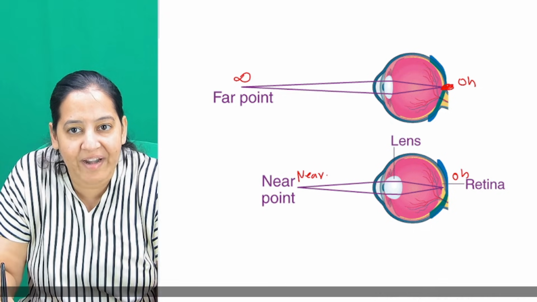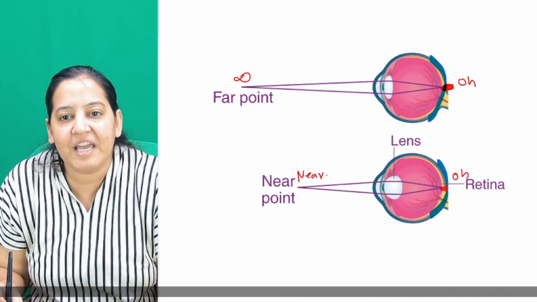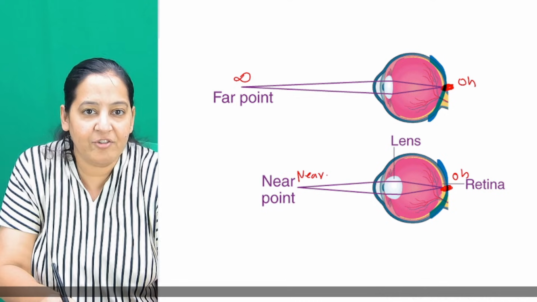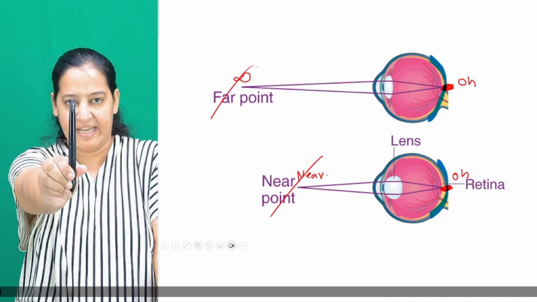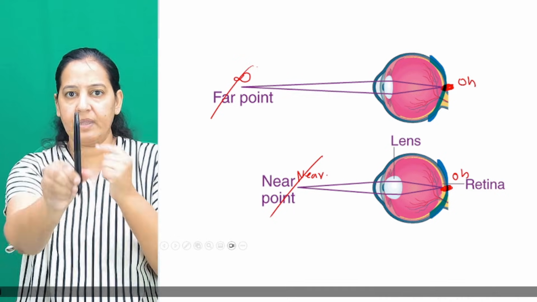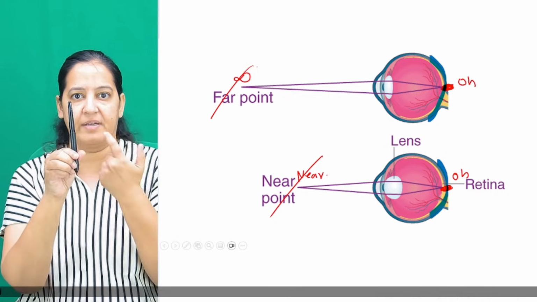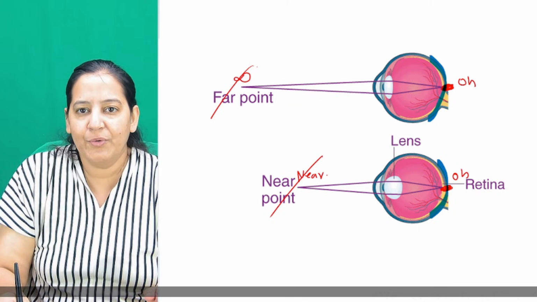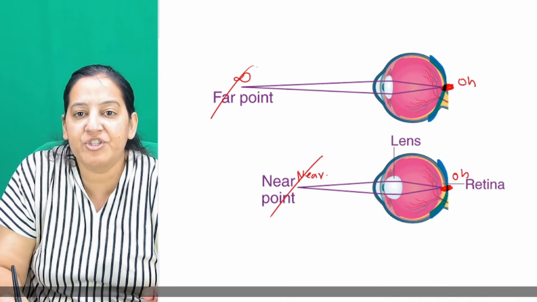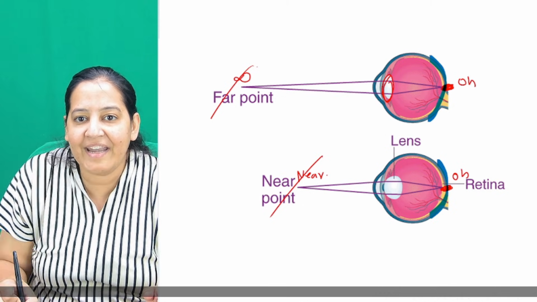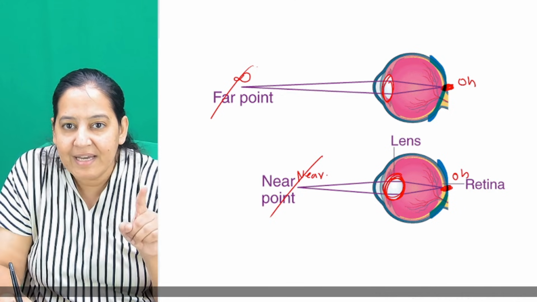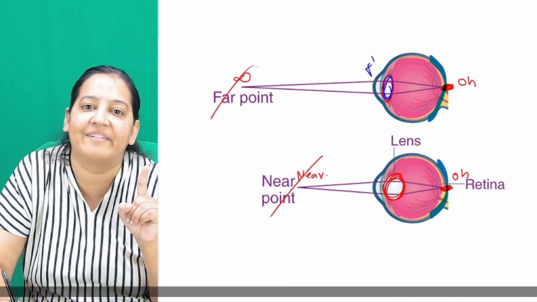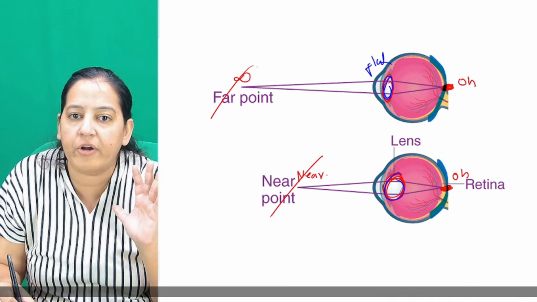Here also see this red dot. The image is on the retina, whether the object is at infinity or near. See this pen. It is at infinity, the image is on my retina. It is near, the image is still on my retina. You may say, ma'am, how is it possible? So you can see the lens, appreciate the thickness of the lens here, and appreciate the thickness of the lens here. Can you see the lens? See, here the lens is more or less flattened, and here it got thickened.